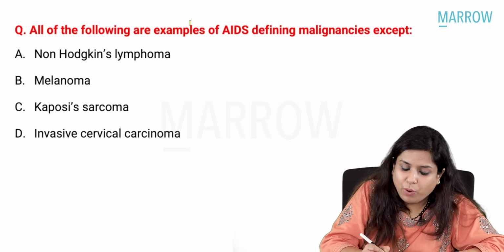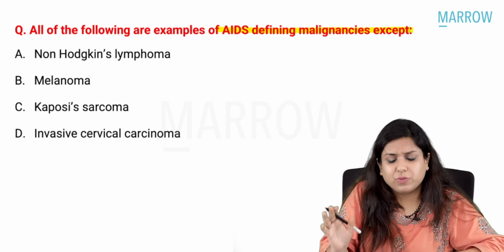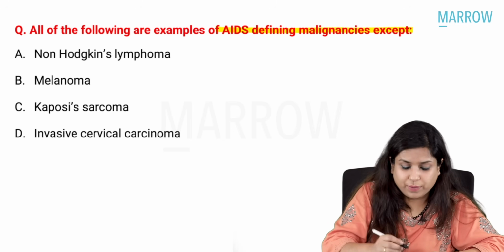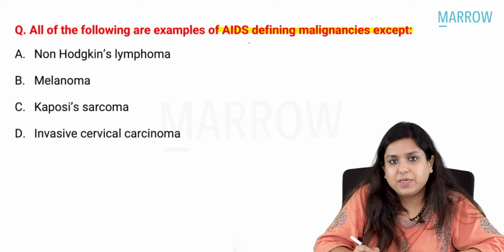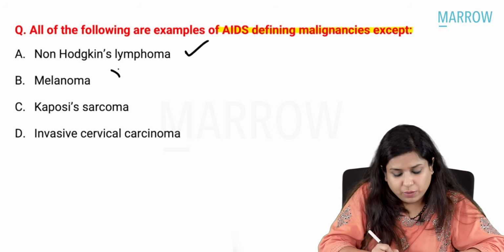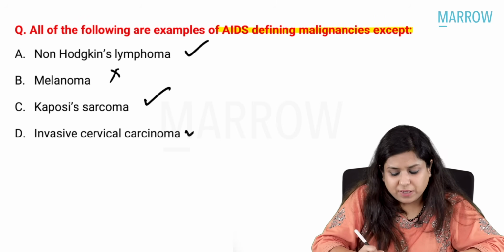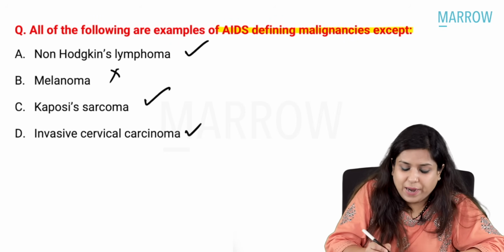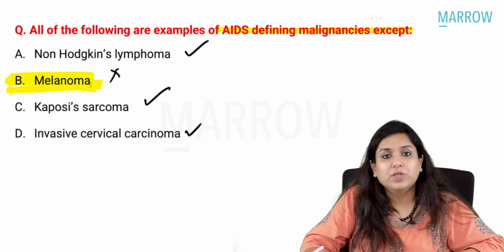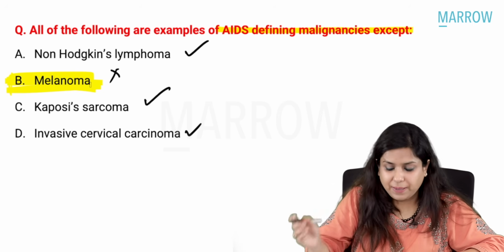Next question. All of the following are examples of AIDS-defining malignancies except, literally a medicine question, students, AIDS-defining malignancies. Again, you can do this question by exclusion. Non-Hodgkin's lymphoma, does it happen in AIDS? Yes, it happens. Primary CNS lymphoma is a very common lymphoma. Melanoma? No. Kaposi sarcoma is one of the most common malignancies seen in AIDS patients. Invasive cervical cancer can also be seen. So by exclusion, a very common neoplasm which does not happen because of HIV or is not an AIDS-defining malignancy is melanoma, right? That is the answer. Easy?